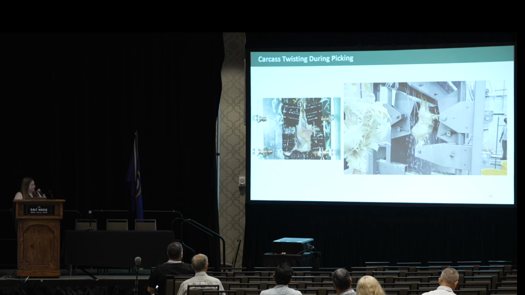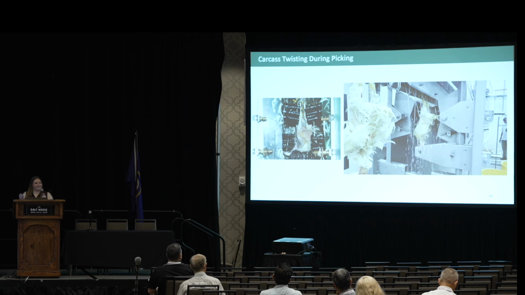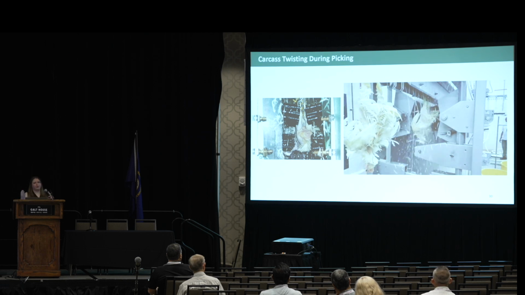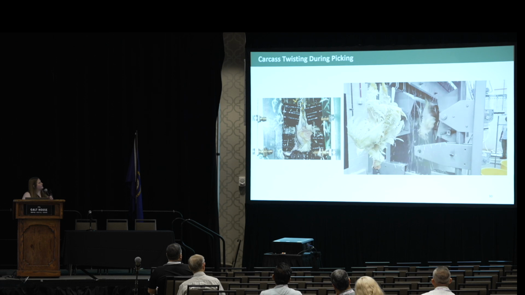And this is a video. I want to thank Alec and all the GTR Guide group because they took this video from me and let me borrow it. So this is actually at our UGA pilot plant, and as you can see, this is a control bird going through the picker, and you can see there's a lot of movement, a lot of flexibility. This is what we would hope for, and that's what allows for the good defeathering, is that twisting of the carcass during picking.